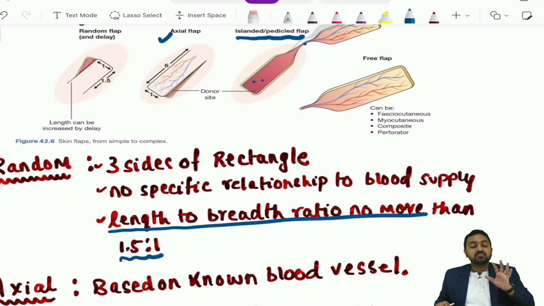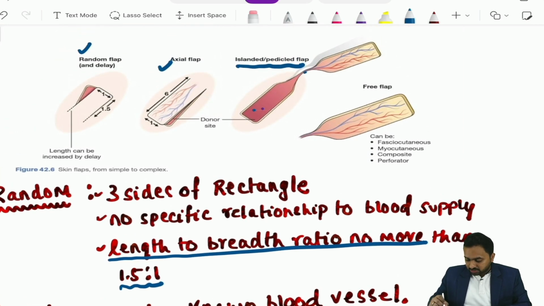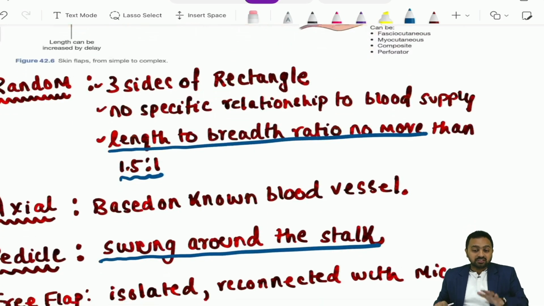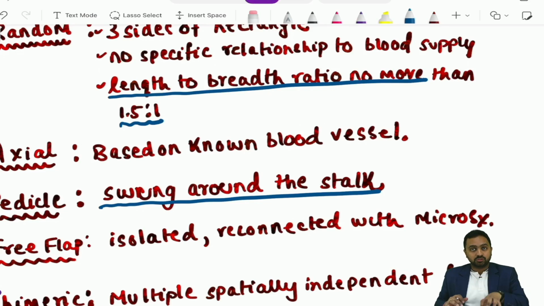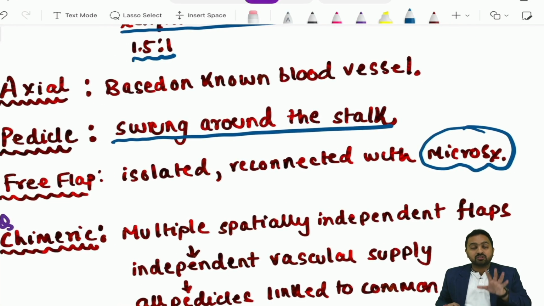What happens in your island or pedicle flap is that the flap is swung around the stalk as shown in this image. Then we have your free flaps. Now these free flaps are isolated from your donor side, transferred to a new site, and reconnected with the help of microsurgery.